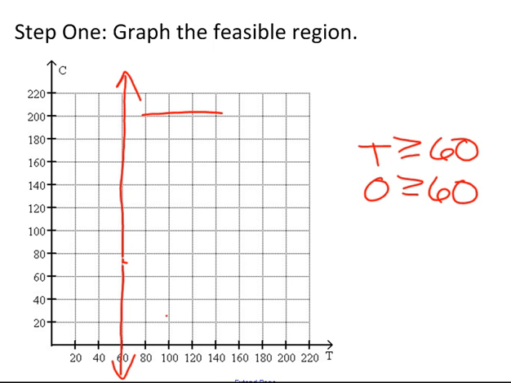So I need to shade over here. Now remember, you're going to be shading for 3 different lines. That means you have to shade lightly, because you will be erasing.